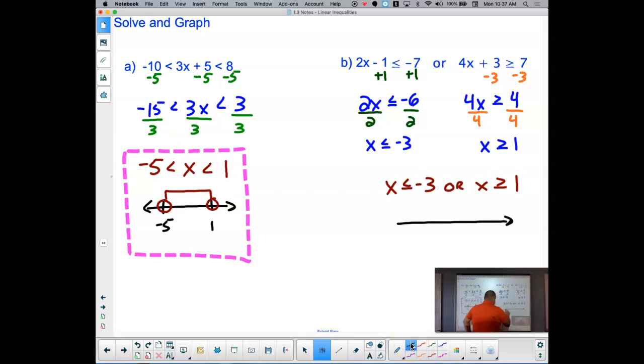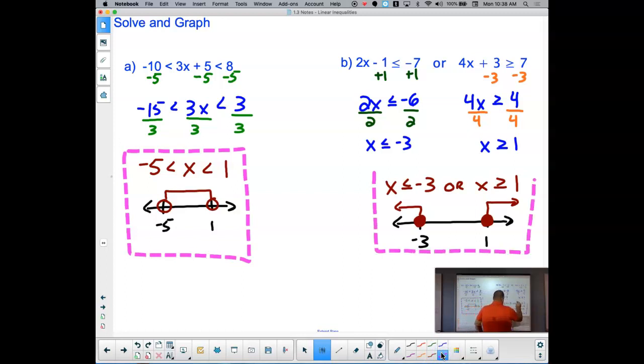The two numbers that I care about are -3, which is smaller than 1, so it's going to go on the left. Closed dot at -3, I want to be smaller. Closed dot at 1, I want to be bigger. And there we go. Questions, comments, concerns?